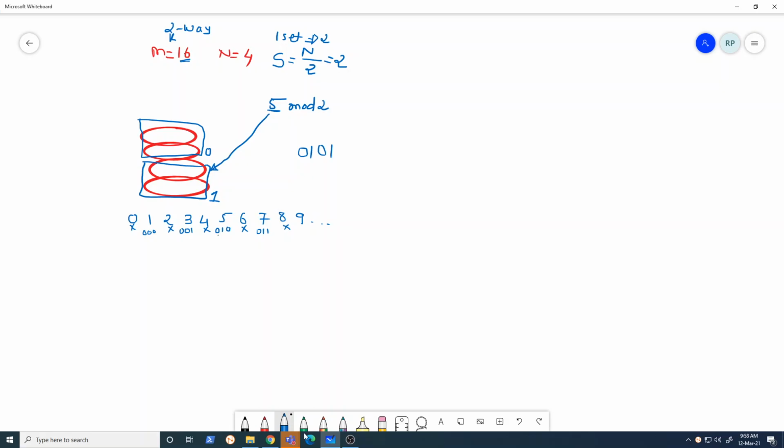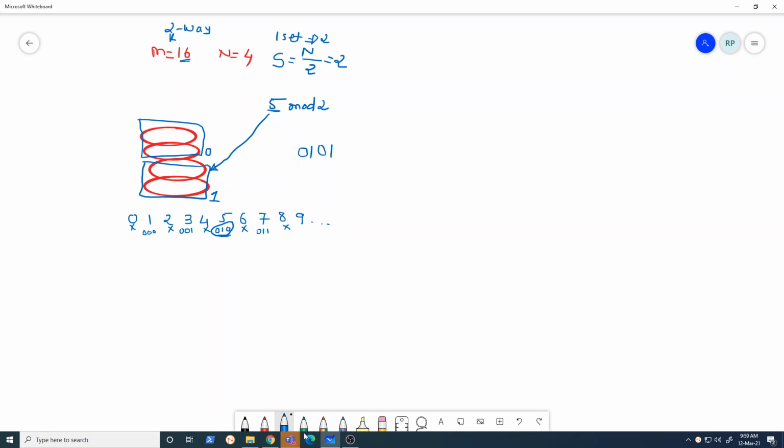For block 5 you can see your tag, that is 0, 1, 0. This is your tag for block number 5. So it is set 1 and your tag is 0, 1, 0. Okay, for 7 you can do a similar kind of thing.